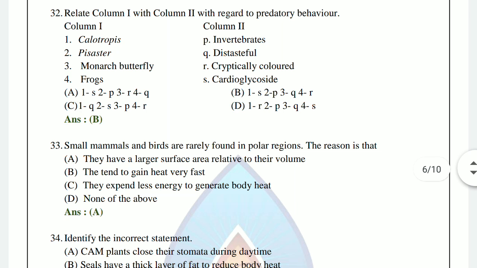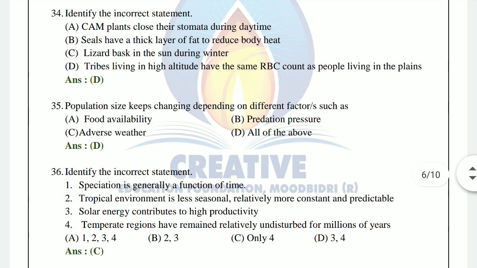Question 33. Small mammals and birds are rarely found in polar regions. The reason is, the correct option is option A, that is they have a larger surface area relative to their volume. Question 34. Identify the incorrect statement. The incorrect statement is option D, that is tribes living in higher altitude have the same RBC count as people living in the plains. Question 35.